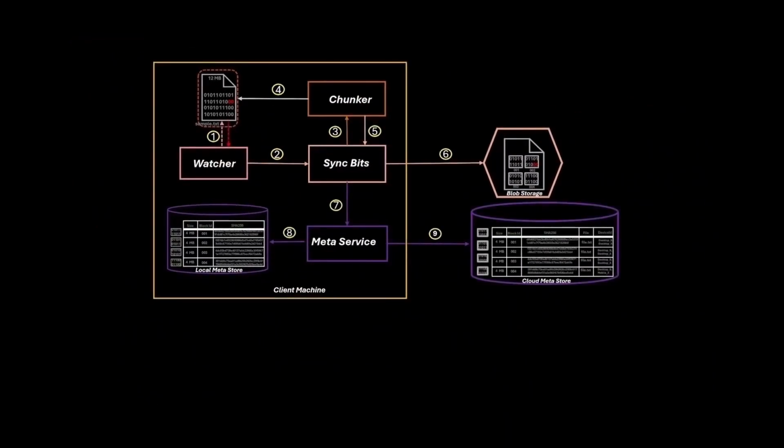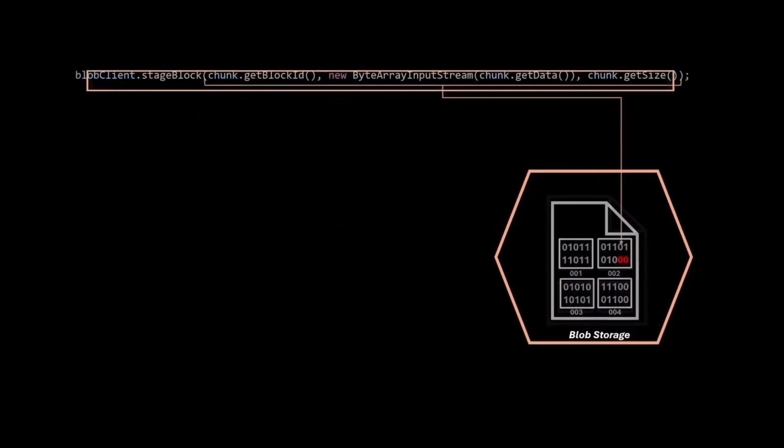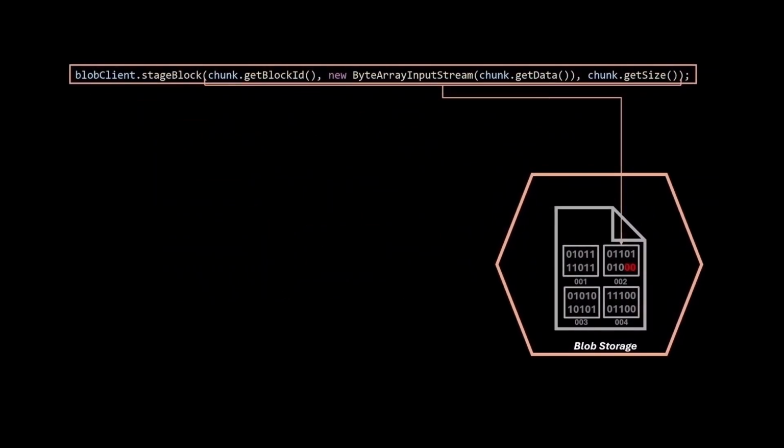So let me recap what we have discussed in step number 6. We received the newly created chunk from the chunker service, and from the metadata service we received the existing chunk for that particular file where the change has been detected. We compared each chunk and we identified the chunk where the change has been done. And then to the blob storage, we have only updated that particular chunk where the change has been detected. Instead of uploading the complete file to the blob storage, we only uploaded or updated the chunk where the change has been detected.